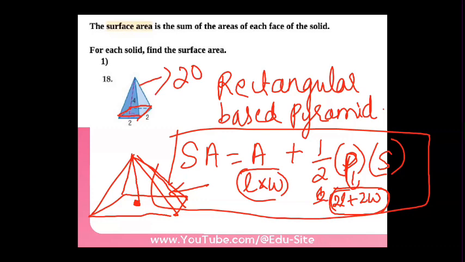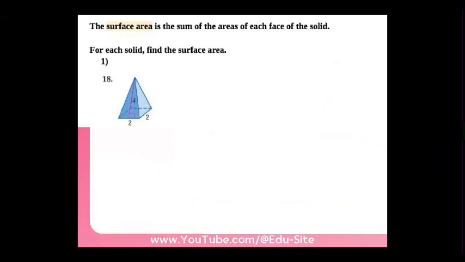Was it 20 centimeter or centimeter square? Area is calculated in square form, so it is centimeter square. If it is inch, then inch square. In that way, you have to write the unit down, okay?